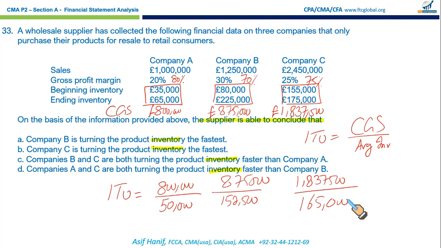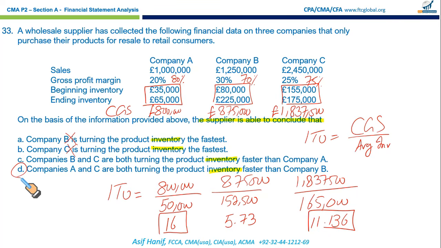Now if you calculate the inventory turnover of each of these, for A it's 16, for B 0.73, for C it's 11.136. Now let's see what is the right option. Company B is turning the product. No, company B is in fact the slowest. Company C is turning the product inventory the fastest. No, A is turning the inventory to sales fastest. Company B and C are both turning the inventory faster than A. No, A and C are both better at turning the product inventory into sales than company B.